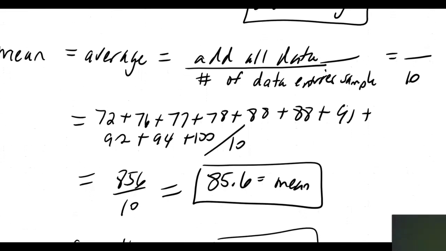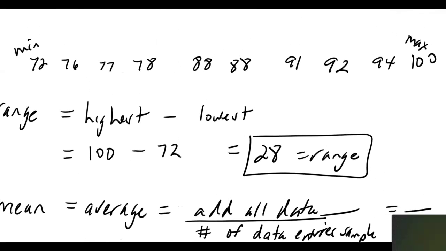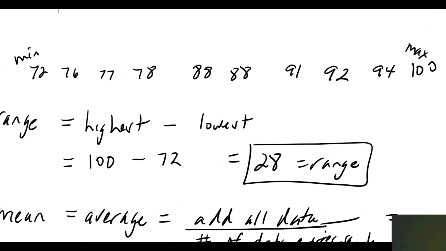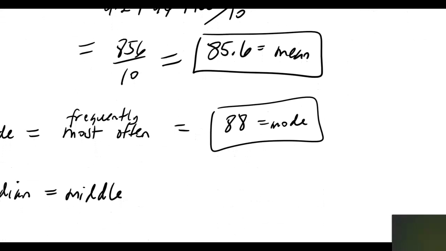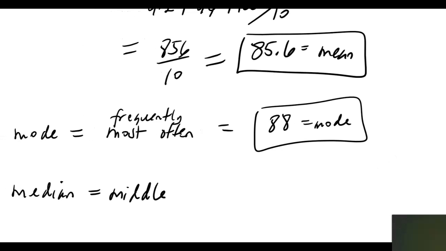The mean is the average, so we add up all the data and divide by however many data values we have in the sample. And in this example, there were 10 test scores, so we're going to divide by 10. So we add up all the data values, the 72 plus 76 and 78, and so forth. We get 856 and then divide by 10 to get a mean of 85 and 6/10.